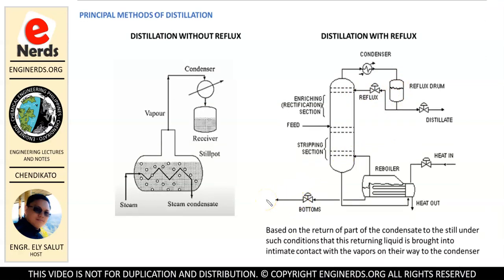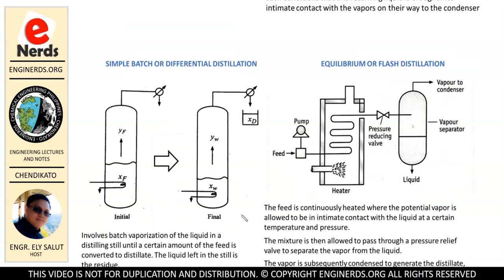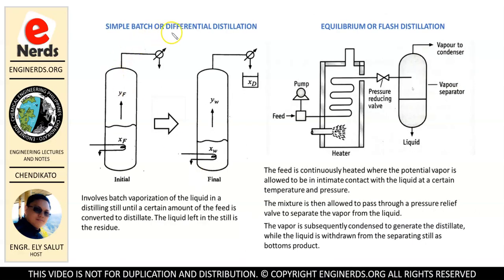Okay? Now, we're going to talk about the different types of distillation processes, starting with the simple batch or differential distillation. So, what is a simple batch or differential distillation? We have an illustration right here where this is our initial condition and this is our final condition. The simple batch or differential distillation involves batch vaporization of the liquid in a distilling still until a certain amount of the feed is converted to distillate. The liquid left in the still is called the residue.